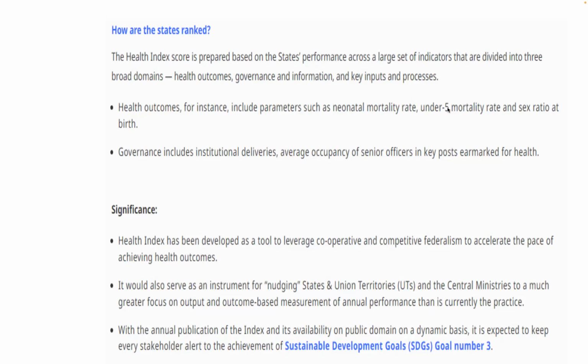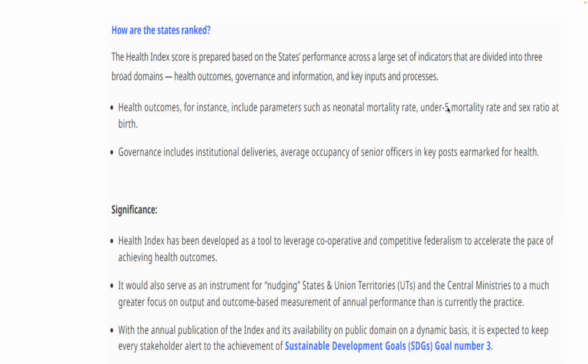So it's not only taking care of mortality rate, or only giving the pills or the injections, that will do. There is a complete ecosystem and network which is taken into account whenever we are talking about a ranking of a state.